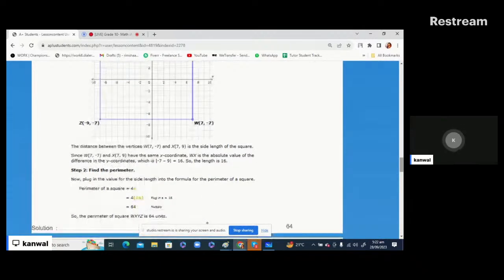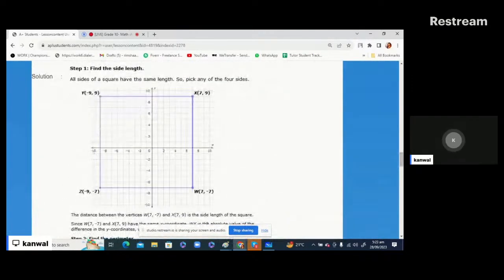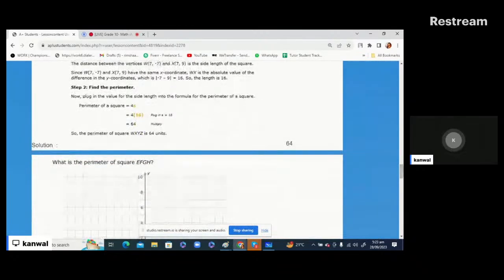How to find the perimeter? The formula for the perimeter: how many sides do these squares have? There are 4 sides. So we just multiply these 4 sides by 16. When you multiply, then you get the answer.